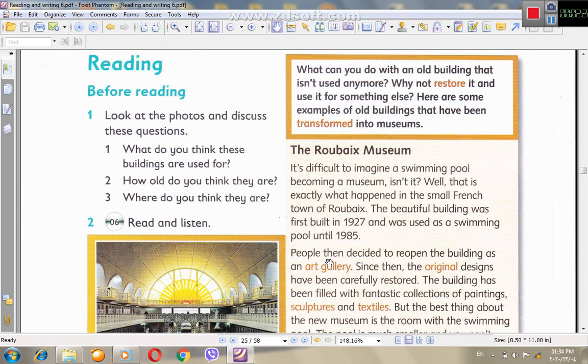But before listening, let's know the meaning of the highlighted words. The first word is restore. What does restore mean? Restore means rebuild. It means when there's something, then they will restore it, rebuild something, then it looks new. Just like this one, maybe they used it for something else, then they restored. Transformed means changed completely. When there's a building, let's say a swimming pool, then they change it to a museum. It means they transformed.